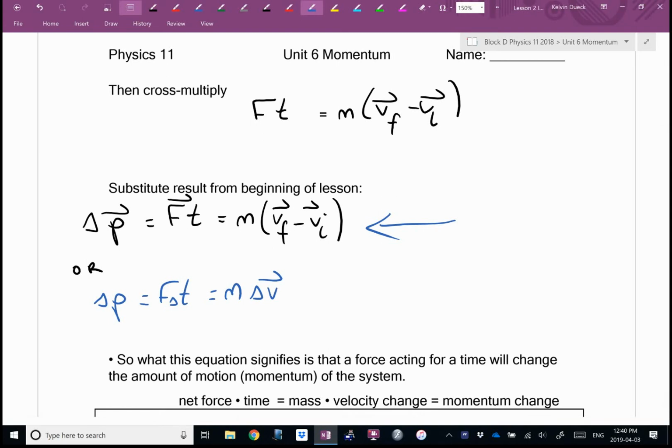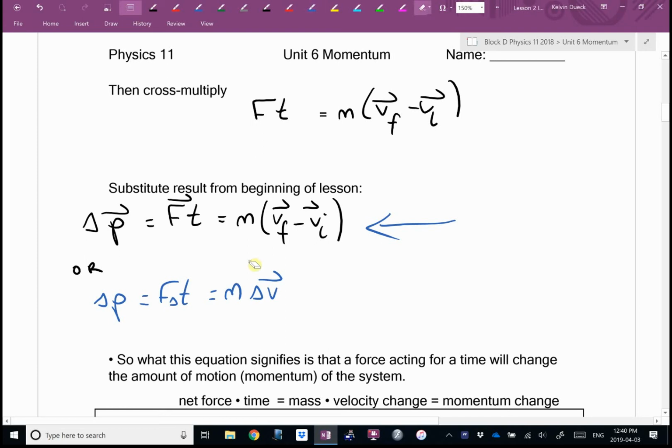Here's what it's saying. If you want to change an object's momentum, you have to apply a force over a given time. That will make it speed up or slow down, which will change its momentum. And that's kind of Captain Obvious, I hope. But that's what this is saying mathematically.